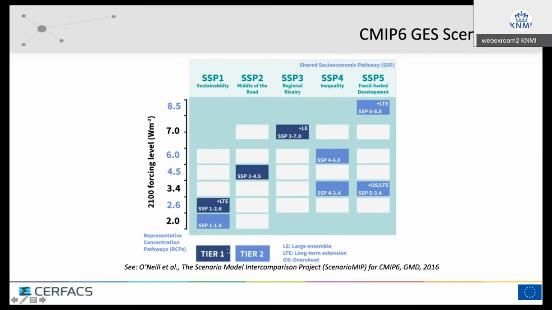And we have here this matrix with different shared socioeconomic pathways. We have sustainability, middle of the road, inequality, fossil fuel development. So in the experiment, not all of these have been done, only those colored squares, and the Tier 1 are the most important ones. So you will have more climate data available for those scenarios and less for the Tier 2. And also it depends on each institution and in which specific experiments they are participating. So this also affects which climate model is available in which SSP.